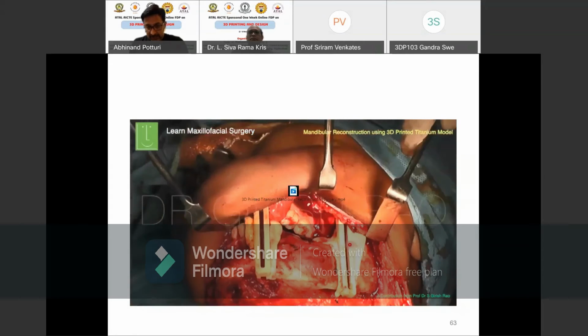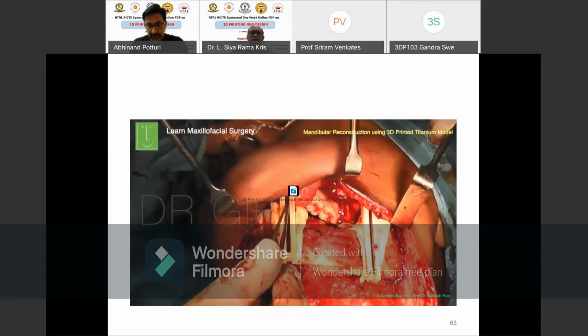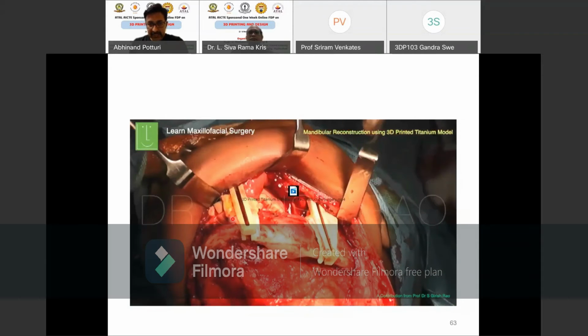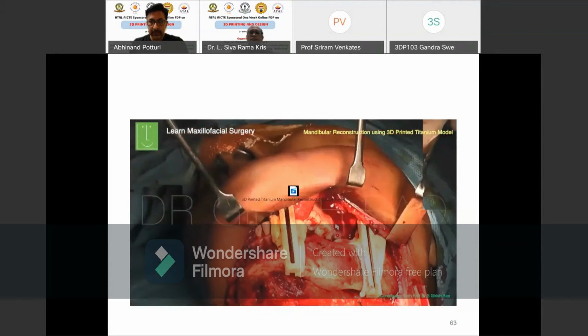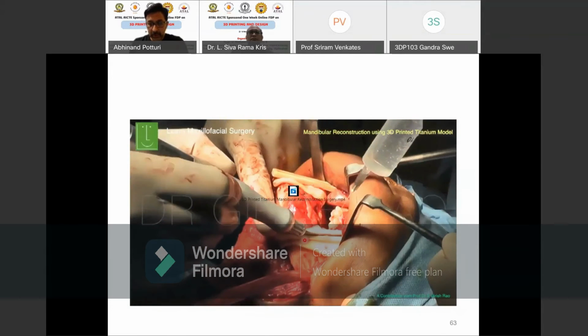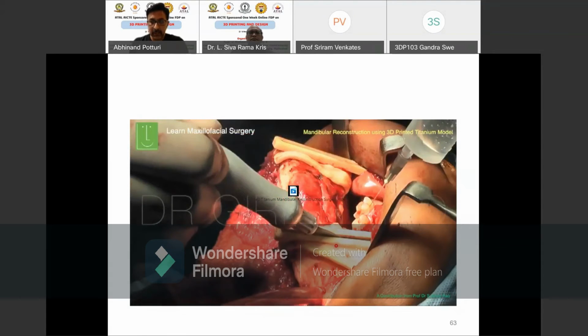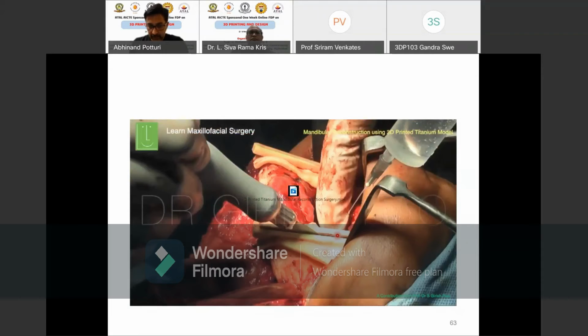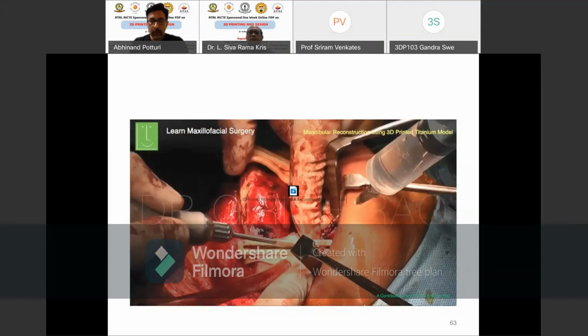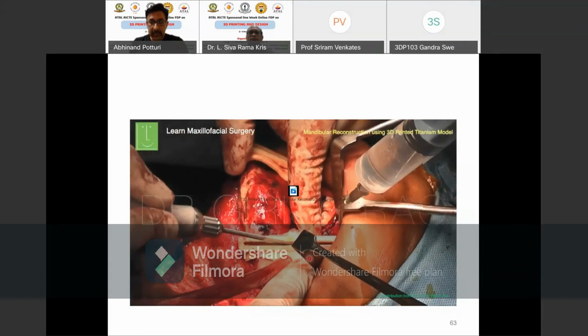See, we are using this cutting guide, which is nothing but a 3D printed guide, which we are going to use now, so that we can cut exactly the place where we wanted to cut. We don't have to decide on the patient during the surgery where to cut. We have already decided it on the computer, and then we have put it on the patient's jaw and then cutting through that. So we have no problem of planning, thinking on the table at the time of surgery.